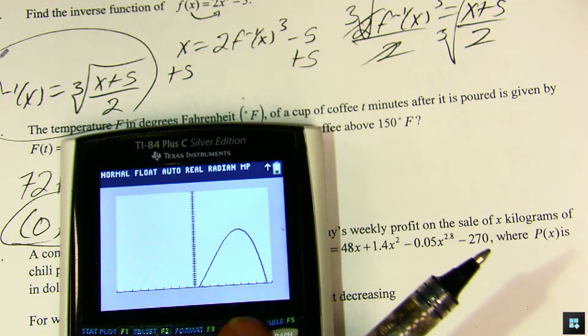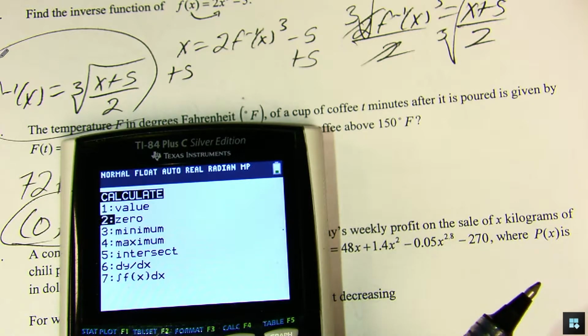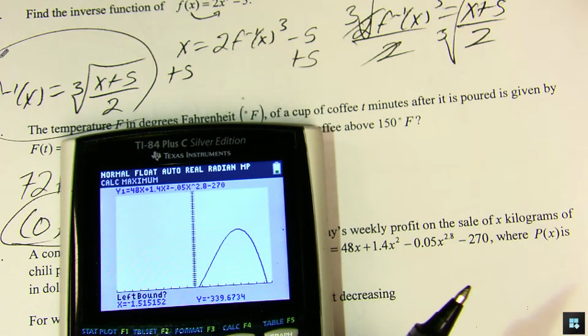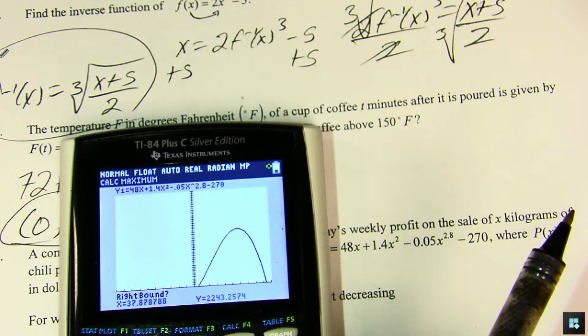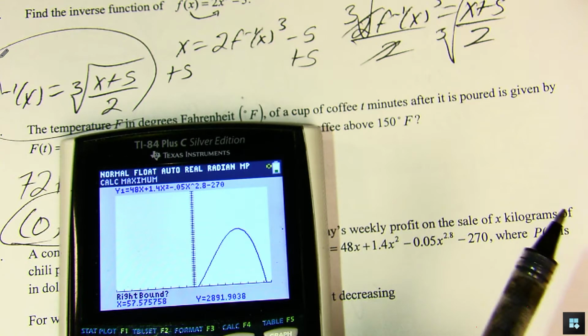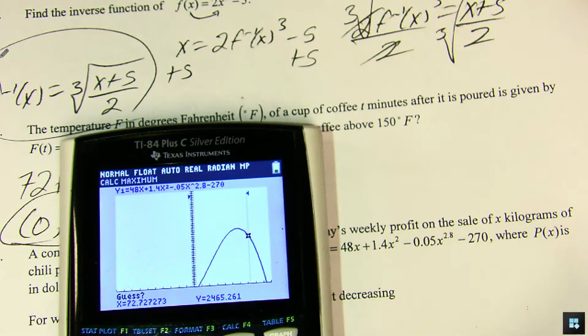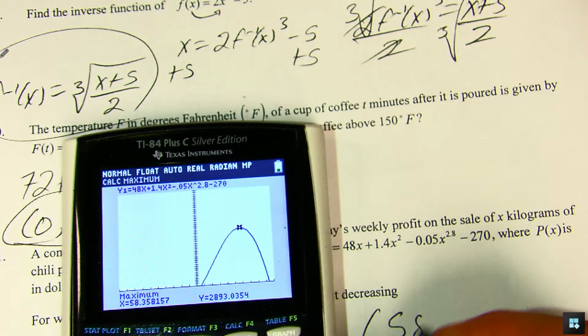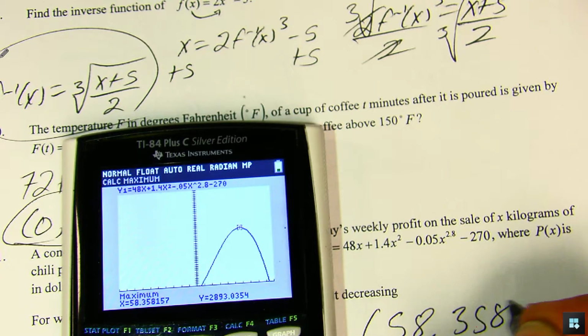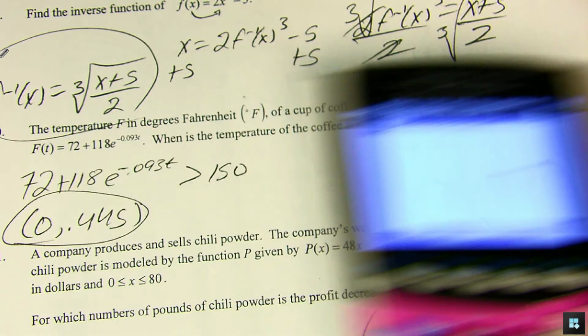Let's go to second, trace, and we want to find the max. It says, are you to the left of it? So it says Y is 339, X is that. So now we have to get clear to the right. Here it goes. We're working our way to the right. There we go. And now it's decreasing. It's going to be decreasing from 58.358 up to infinity. Stick a fork in it, you're done.